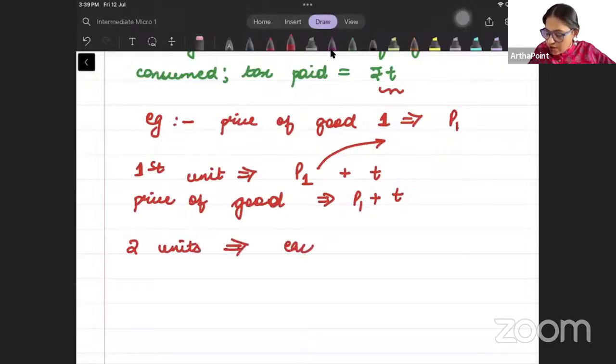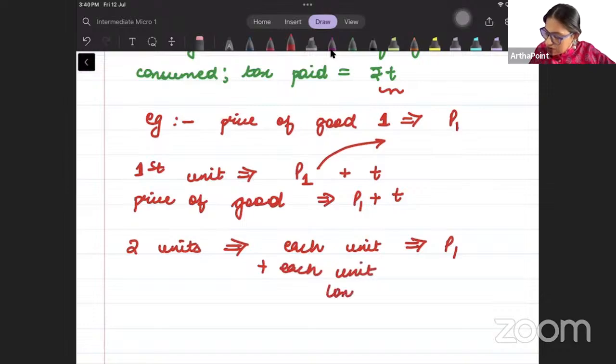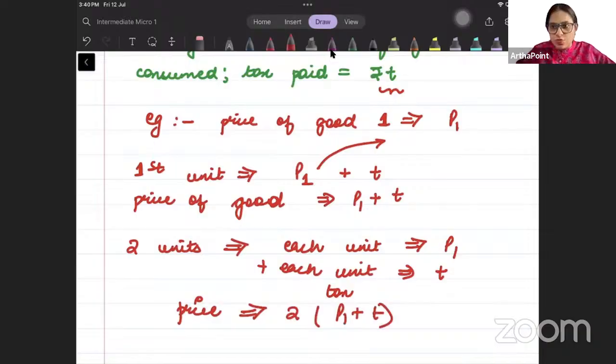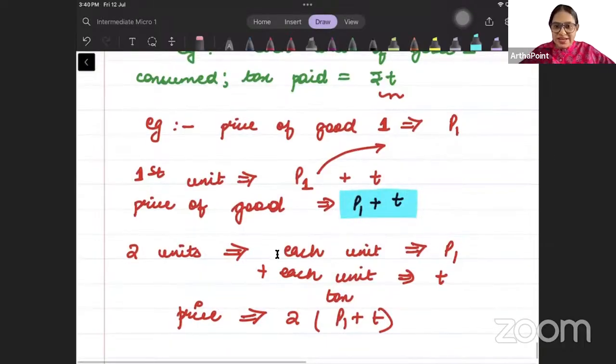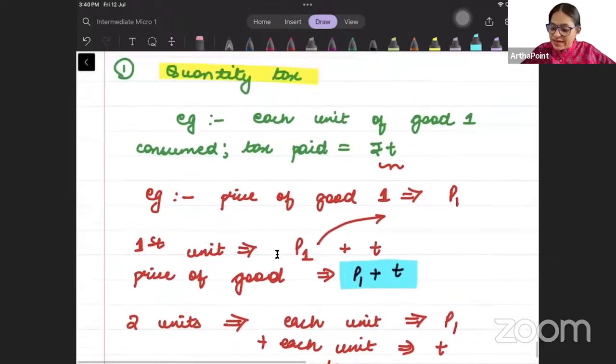Acha, what if you consume 2 units? So beta, each unit will cost you P1 and for each unit, हर unit पे आप जो tax pay करोगे, that will be T. तो total amount paid will be 2 into P1 plus T. समझे बात को? So quantity tax is imposed for each unit of consumption. So it is like saying that the new price is now P1 plus T. आपका गुड का जो प्राइस है it has increased by T rupees.